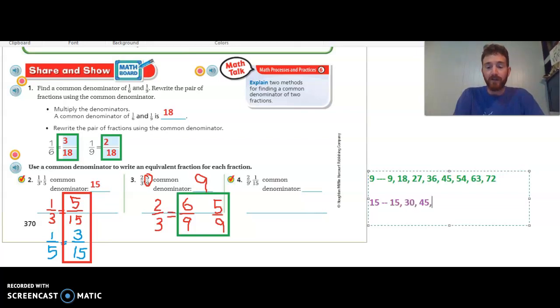15 times 3 would be 45. Times 4 would be 60. So again, just counting by 15s, then 75. So let's take a look at the list we've got here. What do we see? Now we've got the multiples.